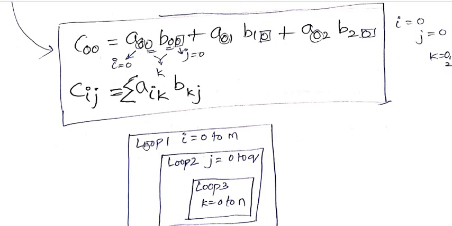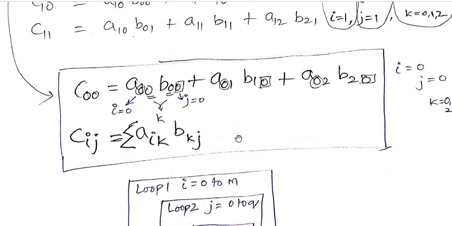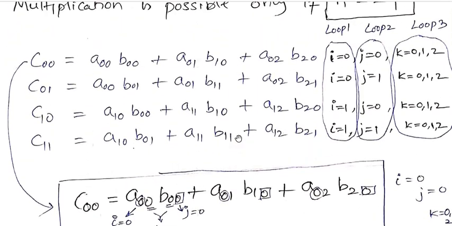So we have first the outer loop where I will run from 0 to m minus 1. Loop number 2, j is equal to 0 to q minus 1, and loop number 3, k is equal to 0 to n minus 1. So this is how we are going to calculate each of the values. That is what I have shown here.